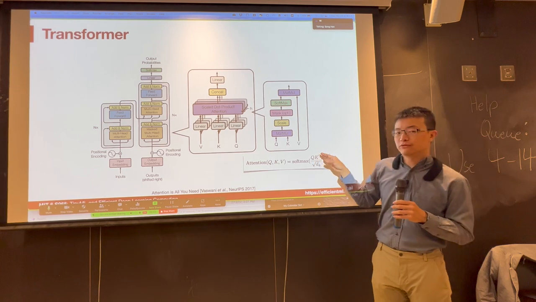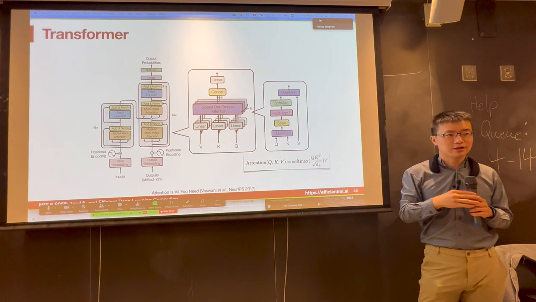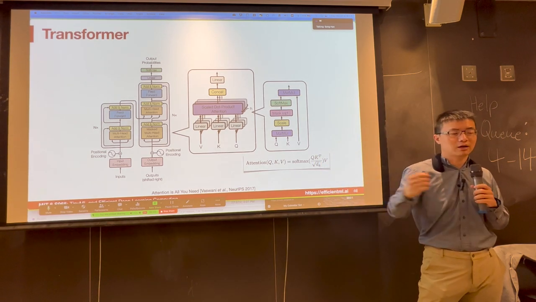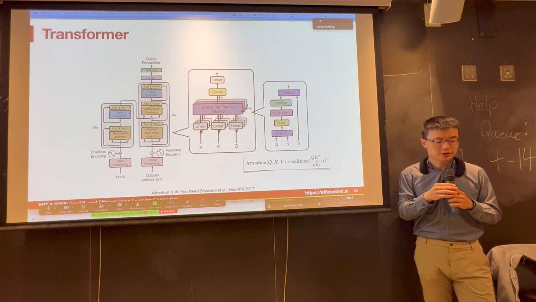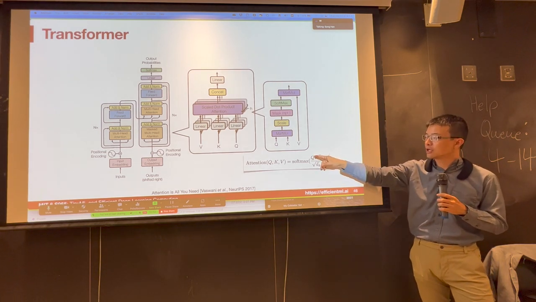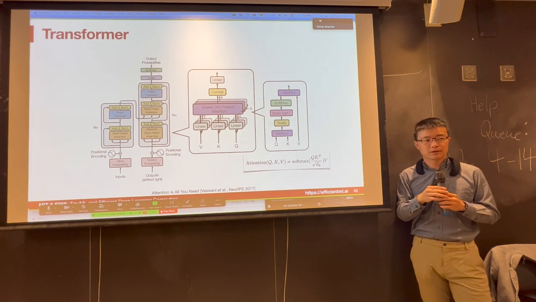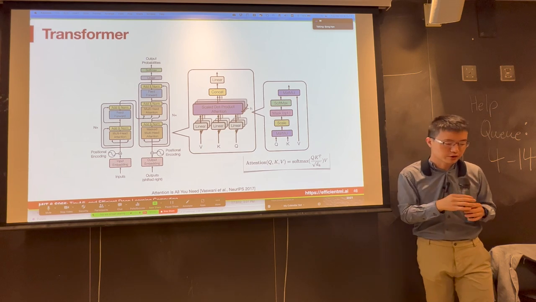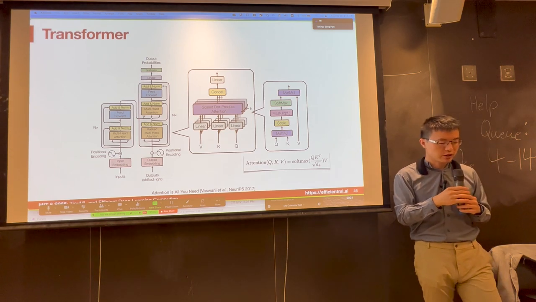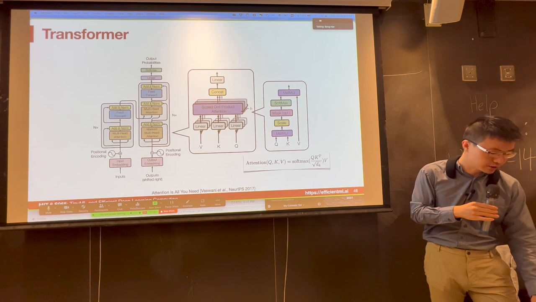So what is the problem for the attention layer? Imagine if you have a pretty large, long token sequence. If n is pretty large, the attention map is n squared. The complexity grows quadratically with the sequence length, which is a potential issue. And we're going to talk about how to solve that issue in a later part of this lecture.